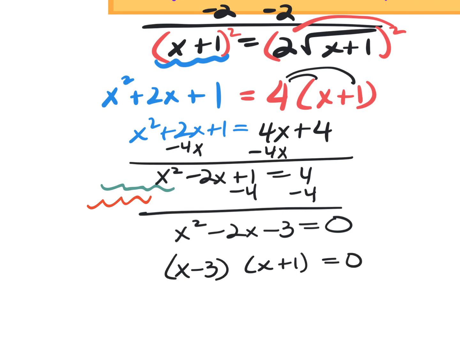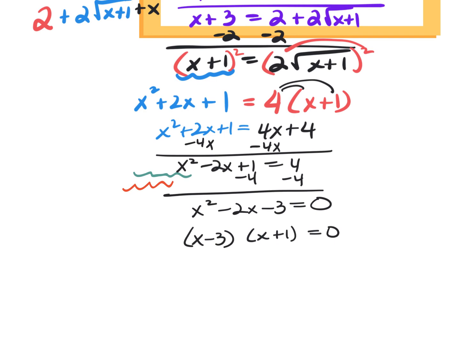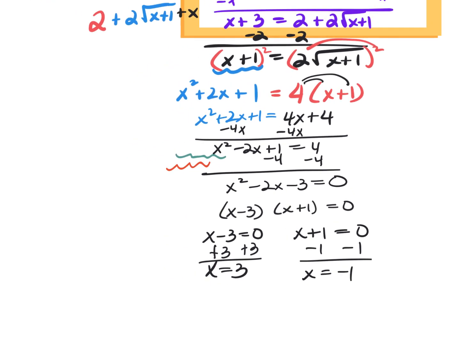So these problems are going to get very, very long. So here, set each of these equal to 0. So x minus 3 equals 0. X plus 1 equals 0. I'm going to add 3. X equals +3. Subtract 1. And now I have to do the check. So let me go ahead and plug both numbers in.